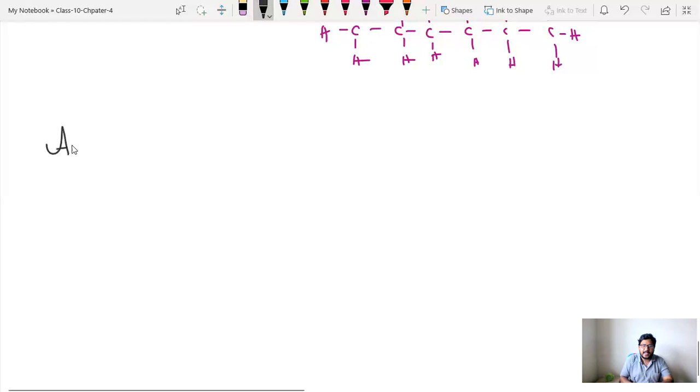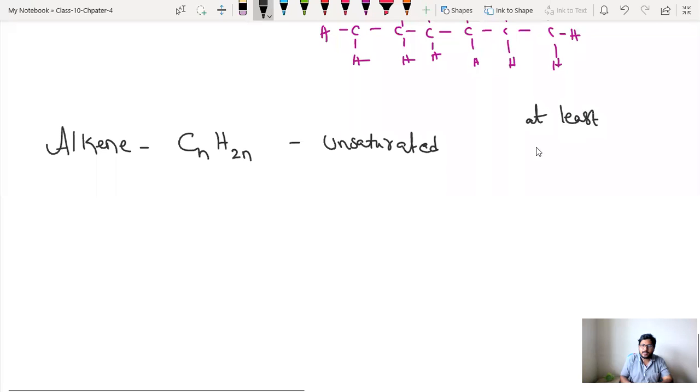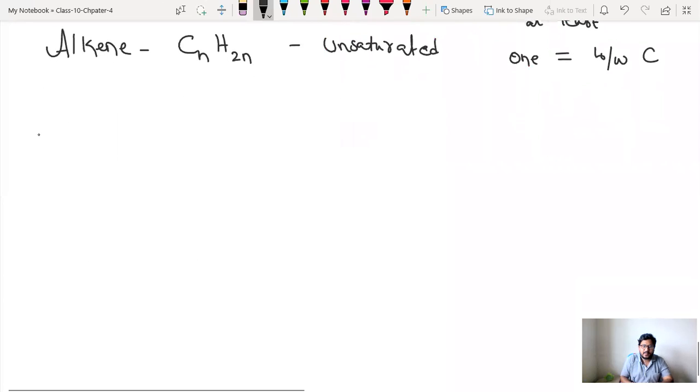Next, we are going with the second category, second homologous series, alkene. Alkene formula we know CnH2n. So this is unsaturated. Unsaturated means at least one double bond between carbons. How many double bonds should be there? At least one double bond between two carbons. Now, formulas, if you substitute one, C1H2, that is not possible. So from 2 we can do it.